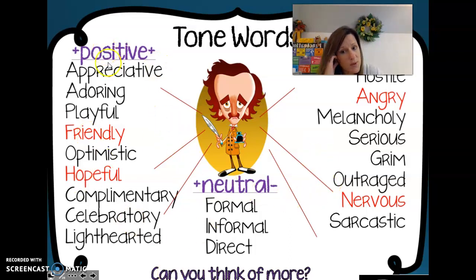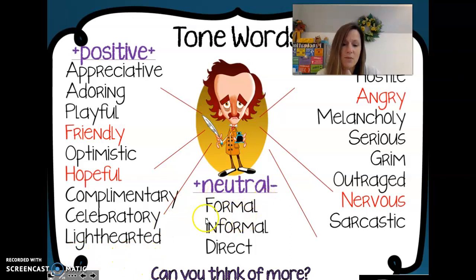chart. So of course we have positive tone words and negative tone words, and there's some neutral ones as well here. Okay, so appreciative, that's just thankful, right? Adoring, playful, we're putting in there friendly, optimistic, very, very positive there. Hopeful, complimentary, celebratory, means like a celebration, right? Lighthearted, and I would also call that last passage lighthearted. It said happy and contented that we read, but I think it has a lighthearted tone to it.